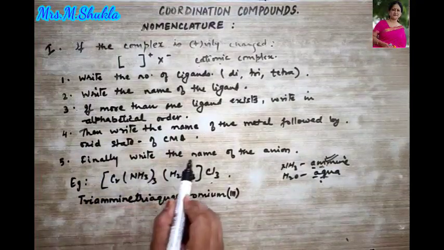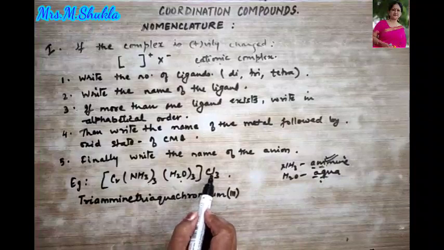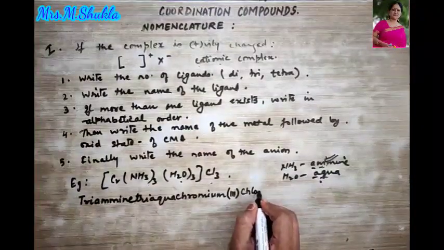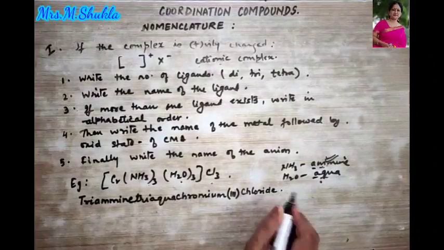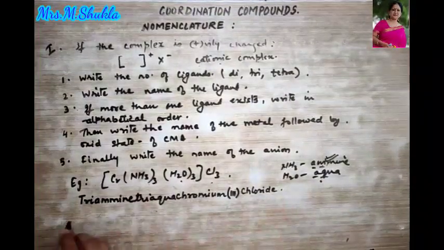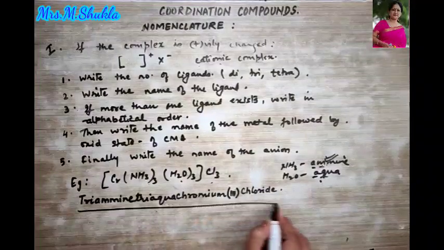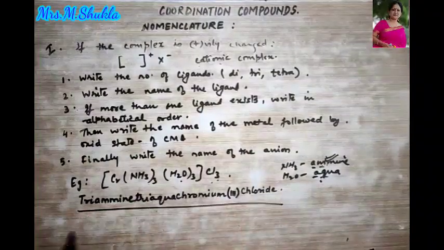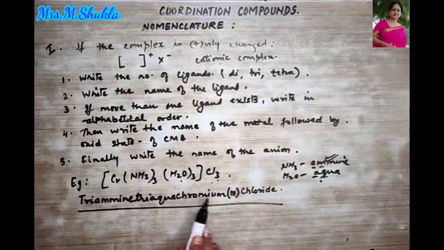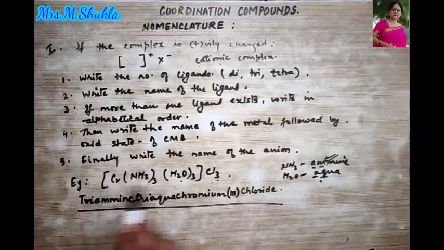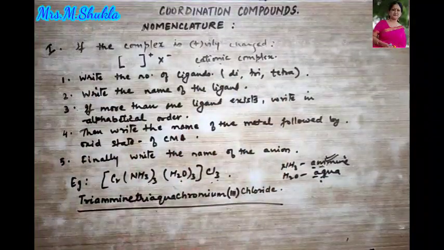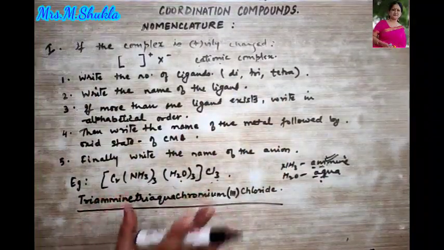Lastly, finally, write down the name of the anion. What is the anion? Chlorine. So it has to be written as what? Chloride. You don't write it chlorine. It is chloride. So this is the name of this particular compound. What is the name? Triamine triaqua chromium(III) chloride. I hope all the steps are very clear for a cationic complex. This is how we write down the name.